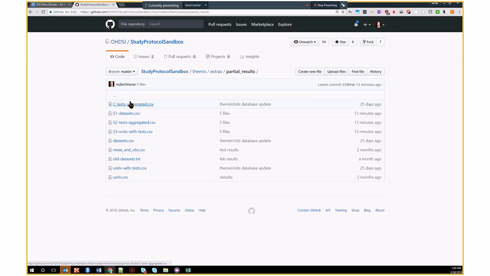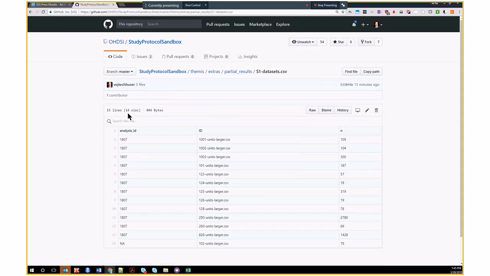In the AMIA submission, we refer to three supplemental files. In the first one, we show how many datasets participated in our study, and we have 14 datasets across the network, showing how many unit lab test pairs have been submitted by different sites, ranging from 19 unit measurement pairs to almost 2,700 by other sites.